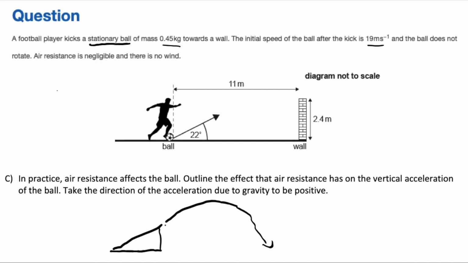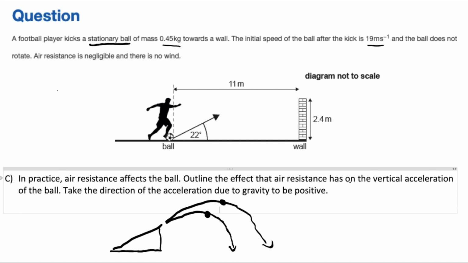It'd be something like this. That'd be the peak height, and it reached sooner. You can see there's a difference in the peak height because this is the effect of air resistance. So I hope this clears it up, and some sort of answer along these lines would get you the 2 marks for this question.